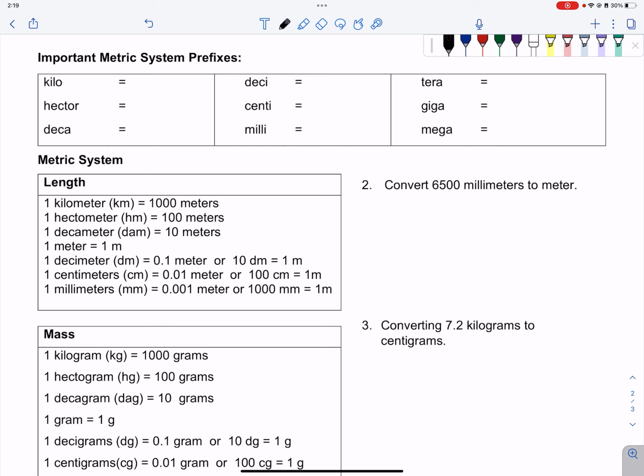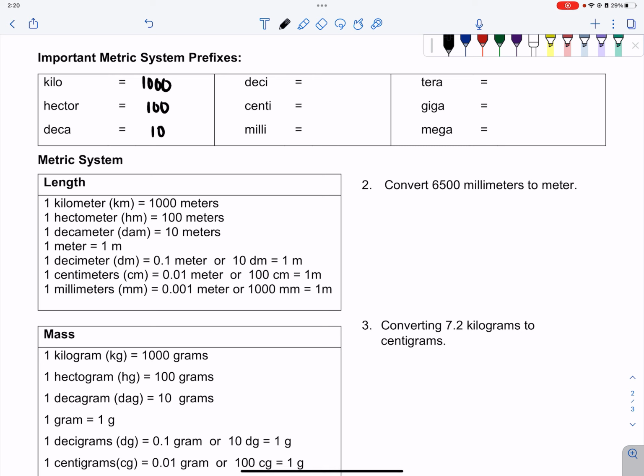Next, we're going to be going over converting between units within the metric system. But first, we need to go over the prefixes that the metric system uses for all of their units. So to start, we have kilo, which means 1,000. And then we have hecto, which means 100, and deca, which means 10.